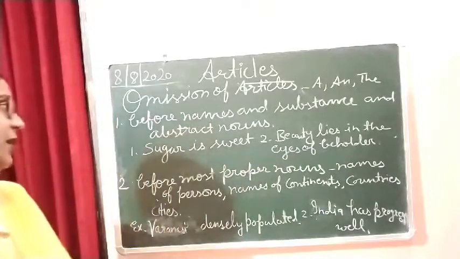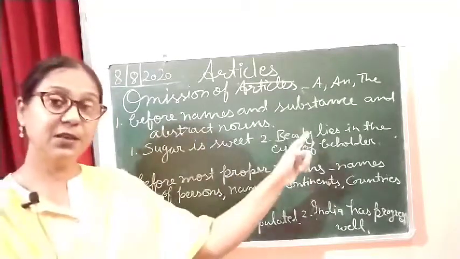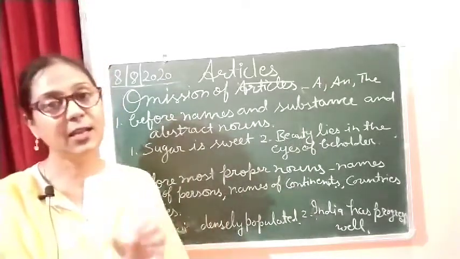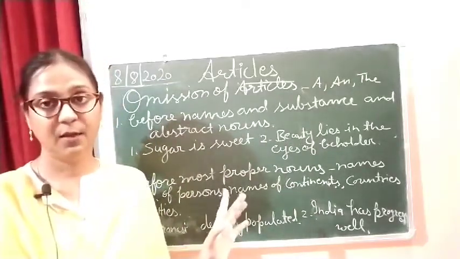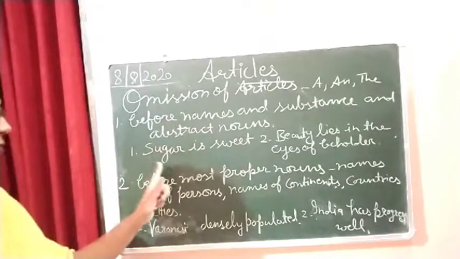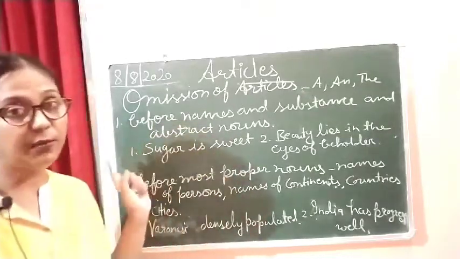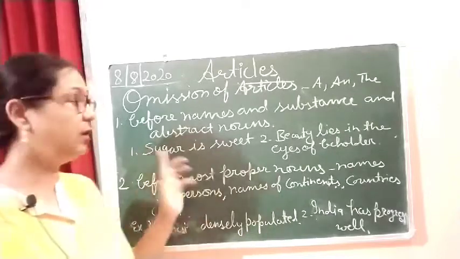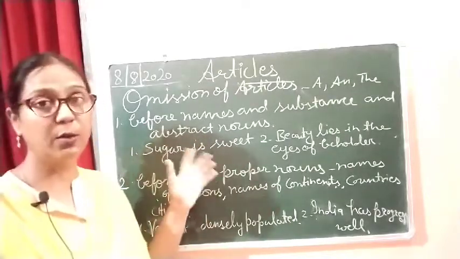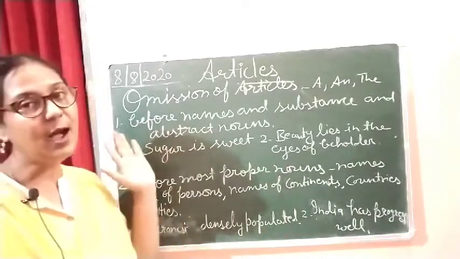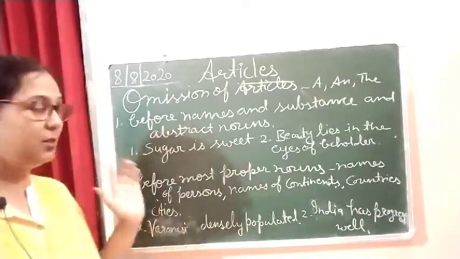Now first point: before names of substances and abstract nouns, we are not supposed to use any articles. First of all, we have to see over here, "Sugar is sweet." This is a material noun. So we are not going to use over here "the sugar" or "a sugar" or "an sugar". No use. So here the article will be omitted.